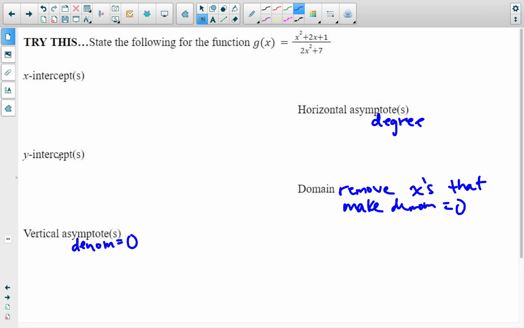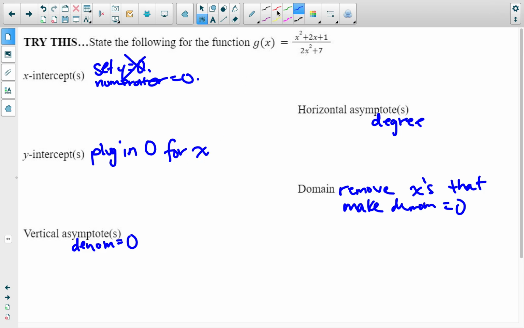All right, and then x-intercepts, y-intercepts, we have found them a million times. You might have forgotten. For x-intercepts, you just set y equal to 0. Or in this case, we're just going to set the entire function equal to 0. This is actually going to result in just setting your numerator equal to 0. For y-intercepts, you're going to plug in 0 for x.